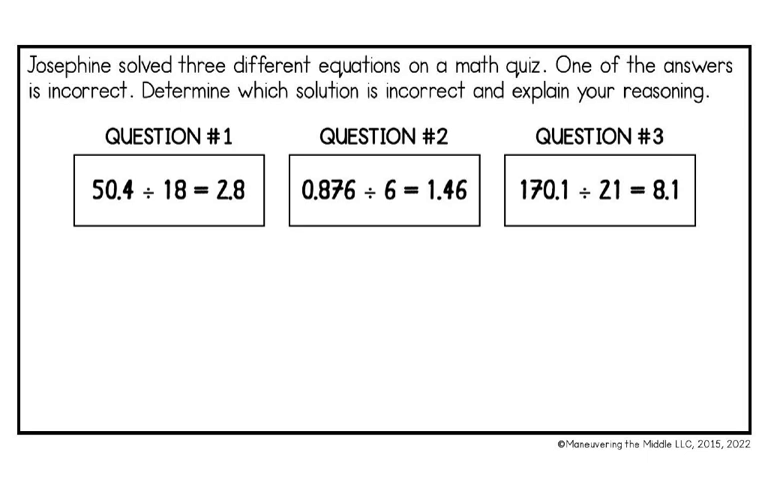Josephine solved 3 different equations on a math quiz. One of the answers is incorrect. Determine which solution is incorrect and explain your reasoning. So in order to figure out which one is incorrect, we are going to have to solve the problems. And we're going to start with question 1. So she had 50.4 divided by 18.